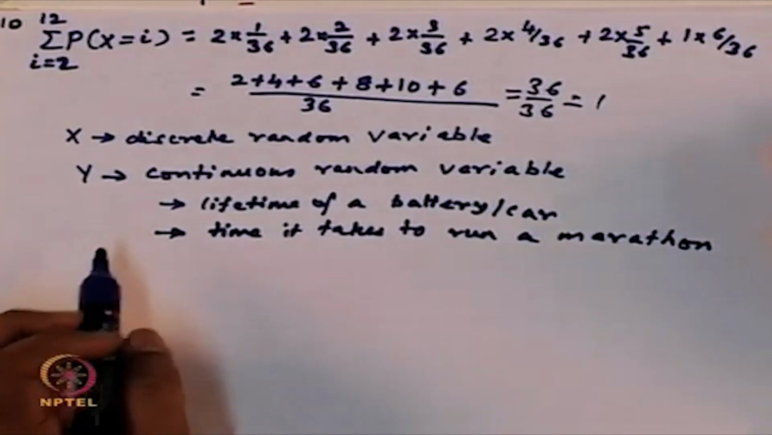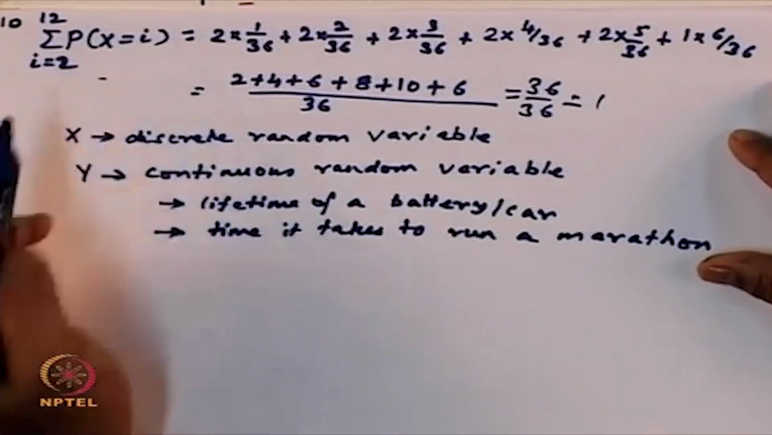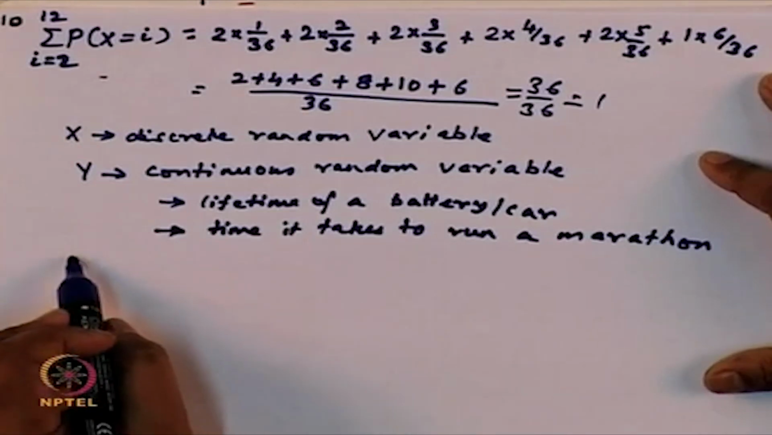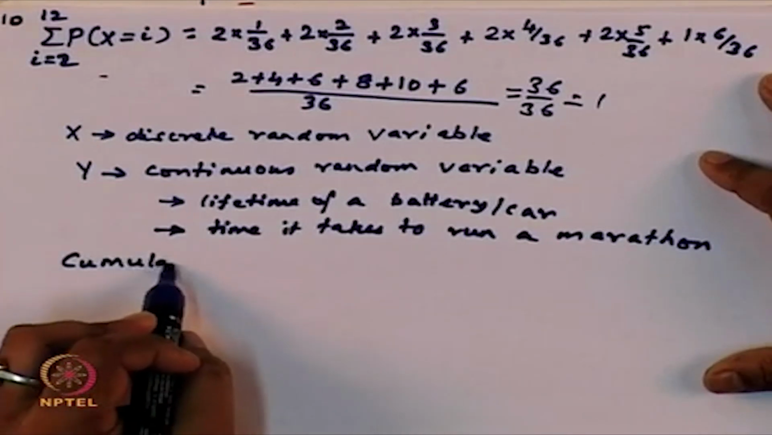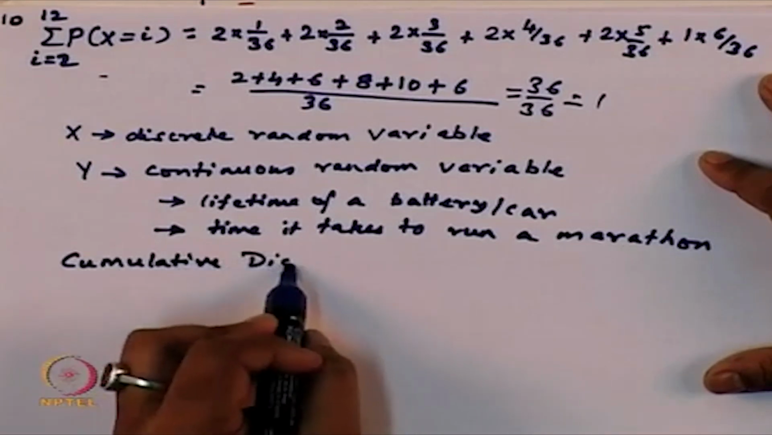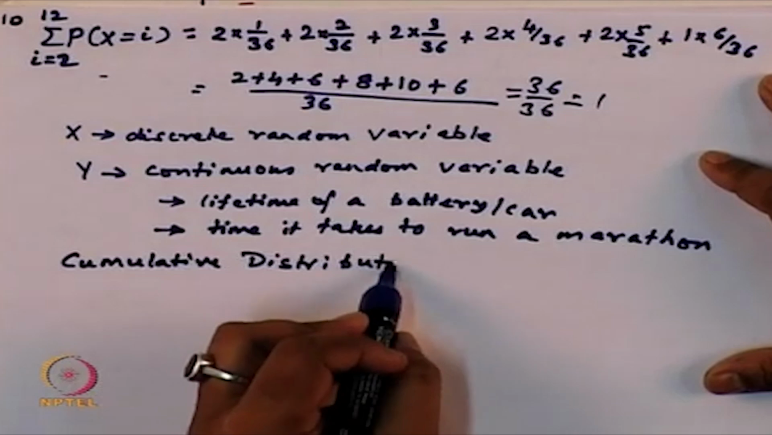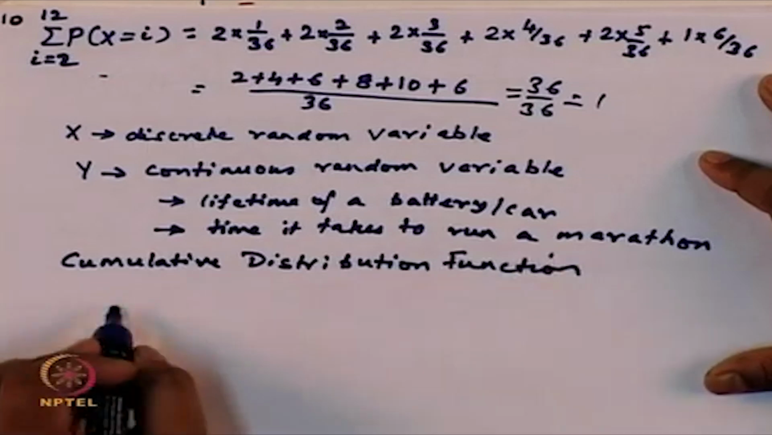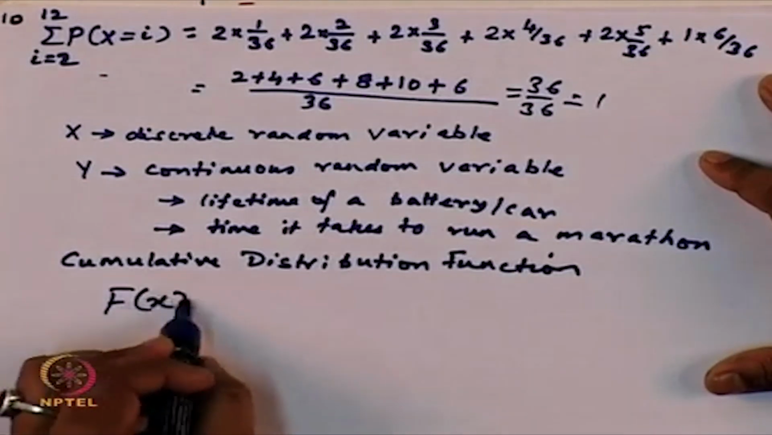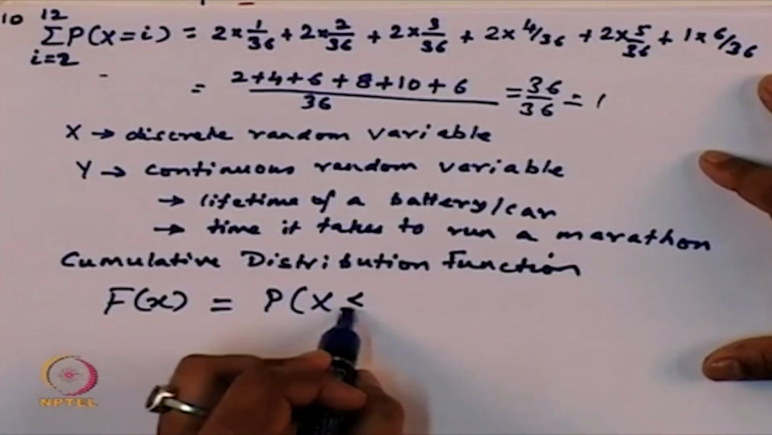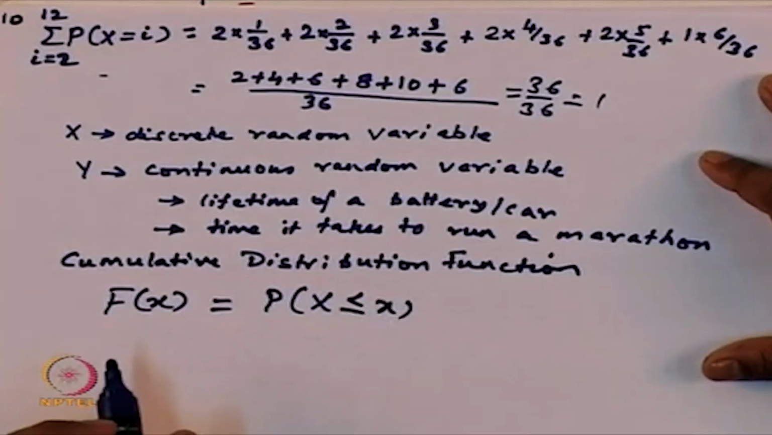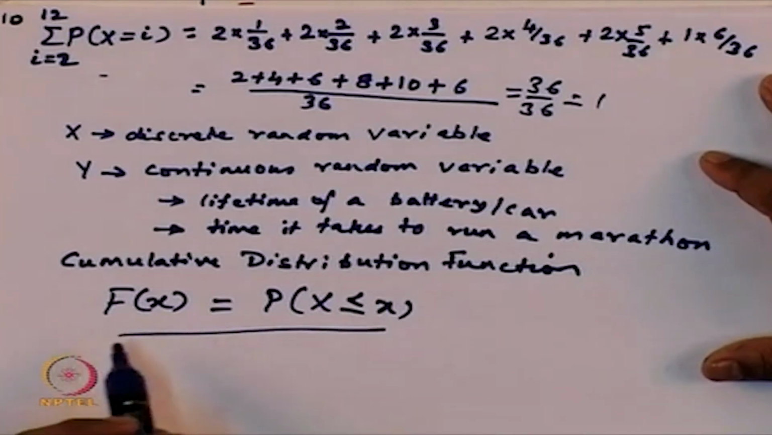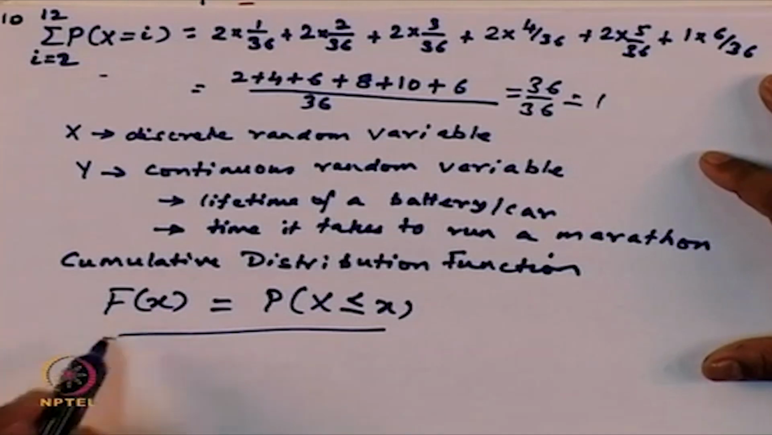Okay. So, based on the probability, I can define what is called a cumulative distribution function, and it is typically written as F of x, defined as probability of X less than or equal to x. Using this particular definition, this applies for both discrete and continuous random variables.